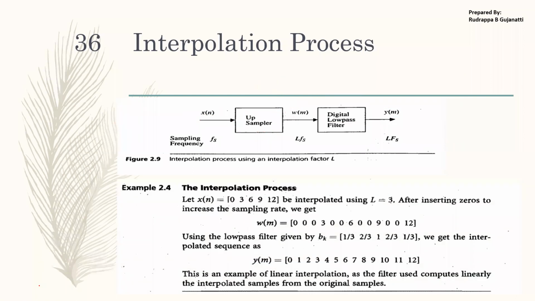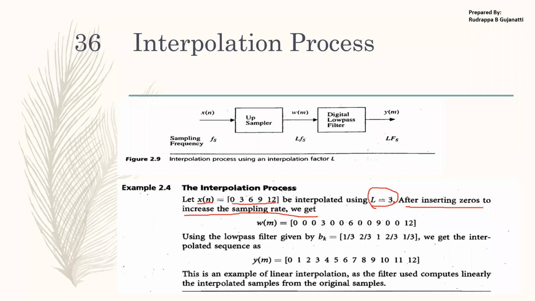So if you just have a look at the example, the interpolation. Here I have a sequence x of n, which is given by these values. Now it has to be interpolated with a factor of 3. So after inserting zeros to increase the sampling rate, we get the sequence.